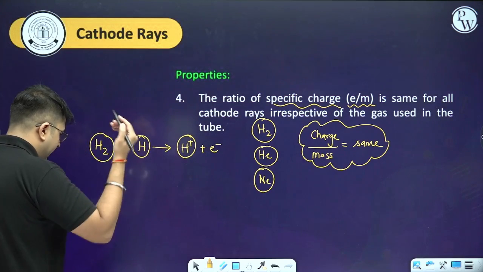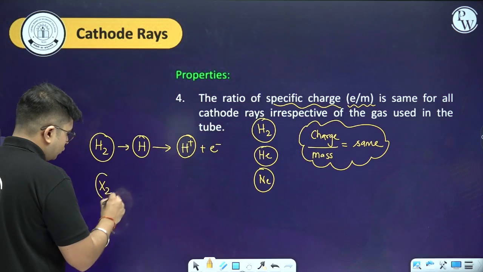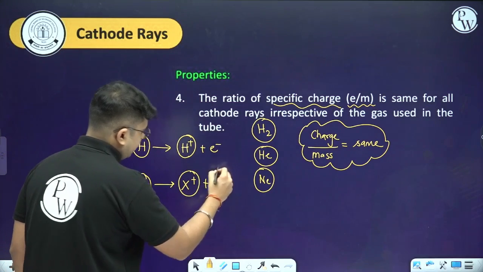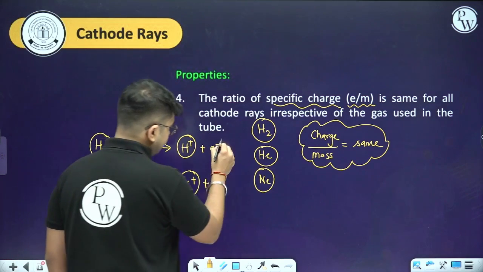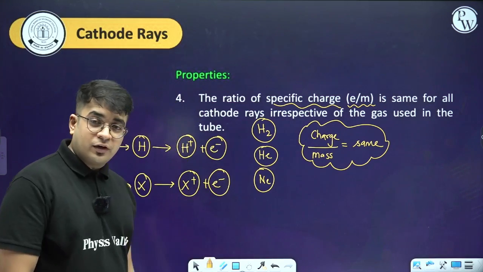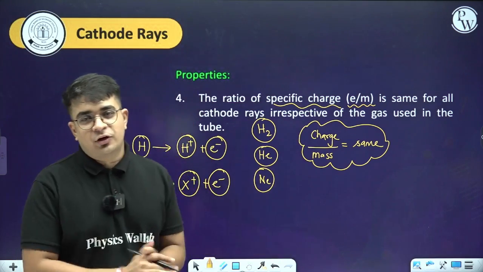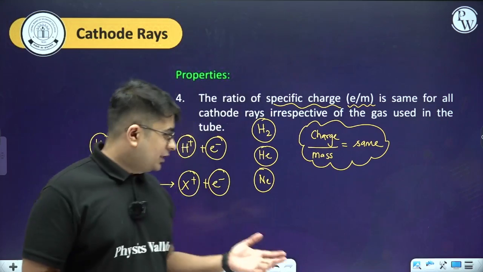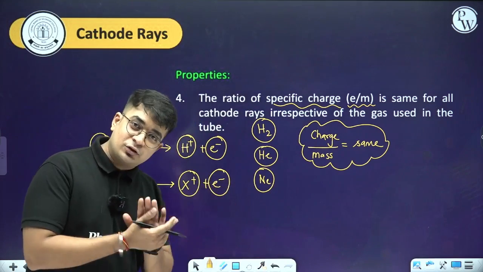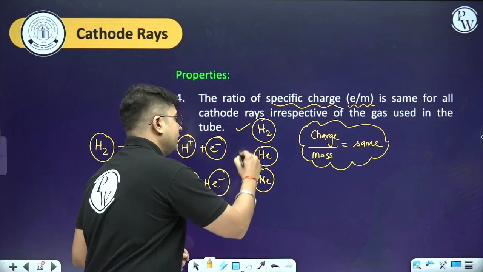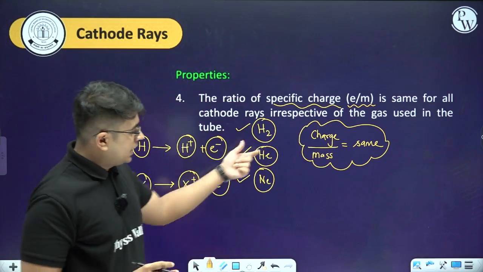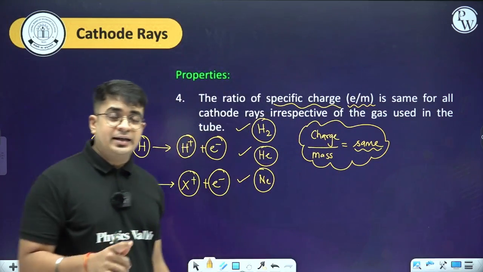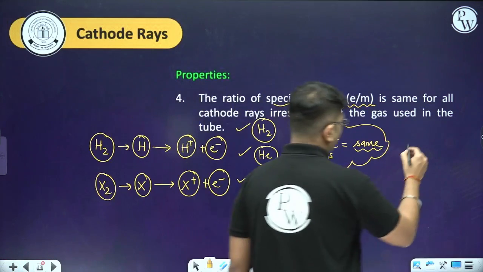For example, I can take any other gas like X2. It will convert into X, and after ionization it will convert into X positive as well as electron. So every time after ionization, you can see there is a removal of electron. If the removal of electron is happening, it means electrons are the same for every type of atom, either hydrogen, helium, neon, argon, whatever it is. So their nature remains constant whatever source I am taking. Whatever gas I am using, every time this charge to mass ratio is going to be very specific and the same, which shows that cathode rays are always the same.